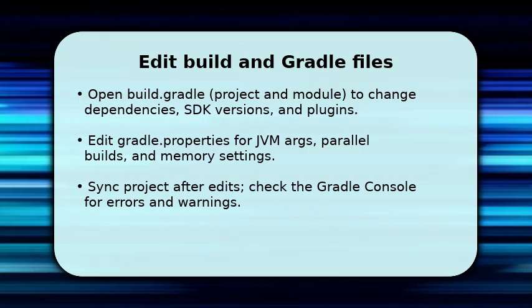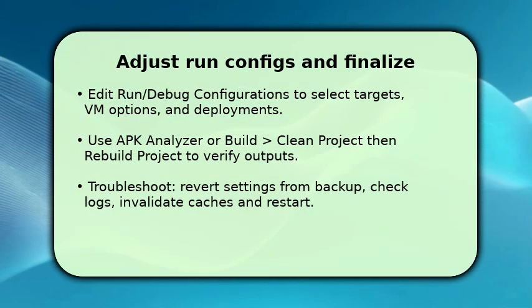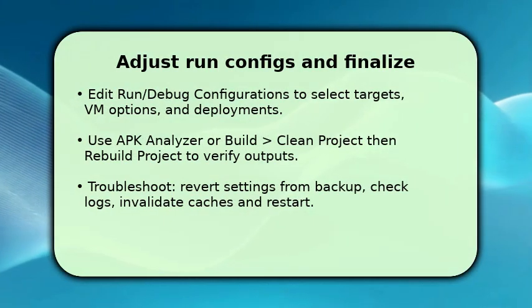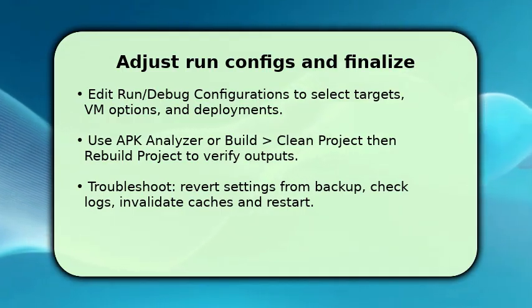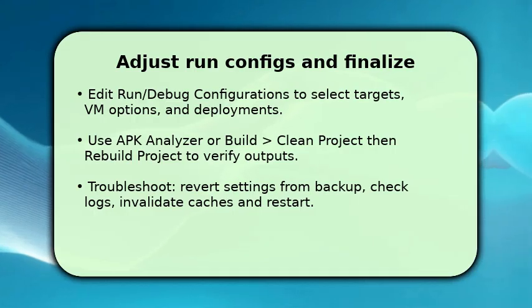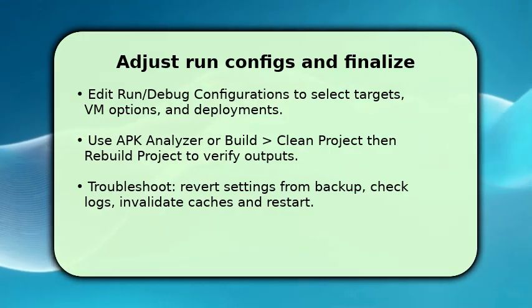You finish by updating run/debug configurations so your app launches with the right activity, emulator, or device and appropriate VM options. Then clean and rebuild the project, or use the APK analyzer to inspect the output artifact for changed assets or manifest entries. Once satisfied, commit configuration files like build.gradle, gradle.properties, and settings.gradle to version control.